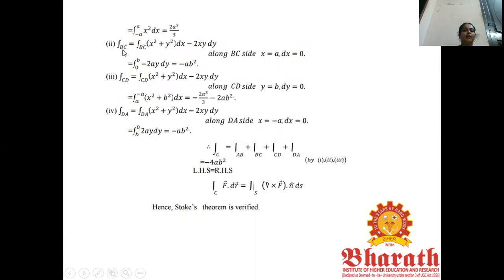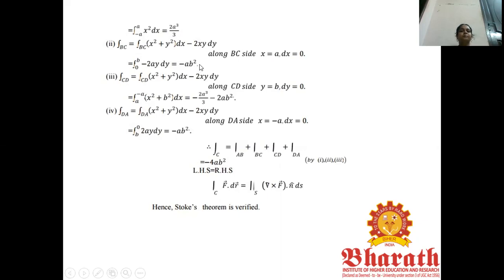The second integral is along BC, the integral over BC of x square plus y square dx minus 2xy dy. Along the BC side, x equal to a, which implies dx equal to 0. Now we substitute the values of x and dx in this integral. After substituting, the limit is 0 to b, and we get minus 2ay dy. Now integrating with respect to y, it becomes minus 2a y square by 2, limit 0 to b. Substituting the limit, it becomes minus ab square. This is the second integral value.